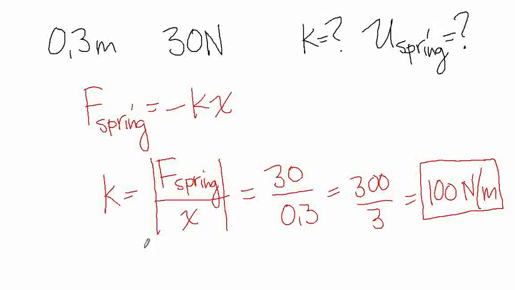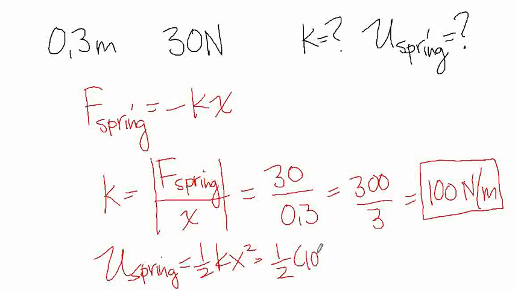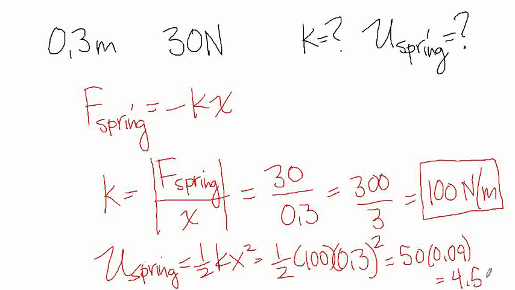And then finally, let's calculate the spring potential energy. So that's equal to 1/2 kx squared, which would be 1/2 times 100 times 0.3 squared, or 50 times 0.09. Okay, so that is equal to, let's see, 4.5 joules. I hope that's what you got.